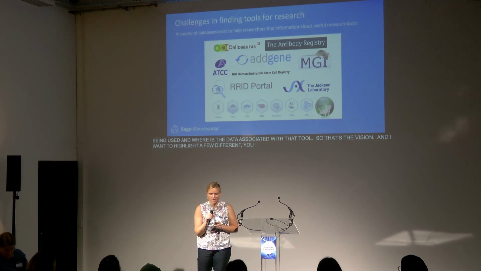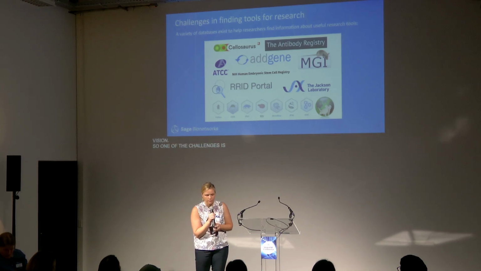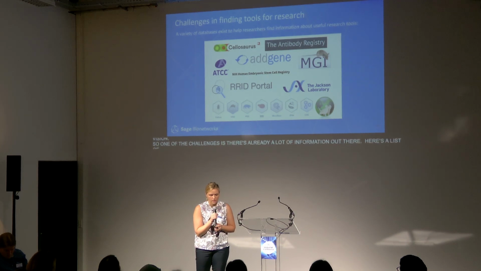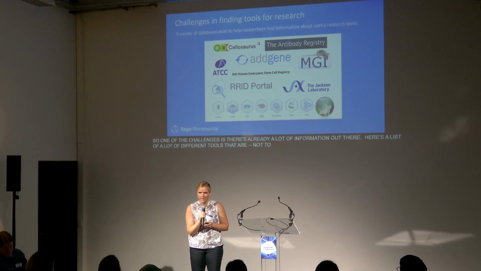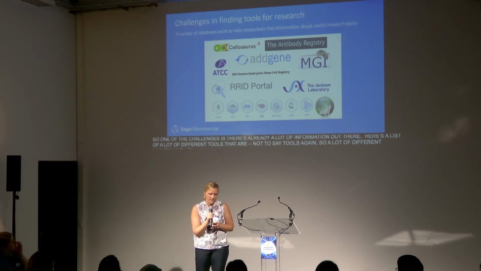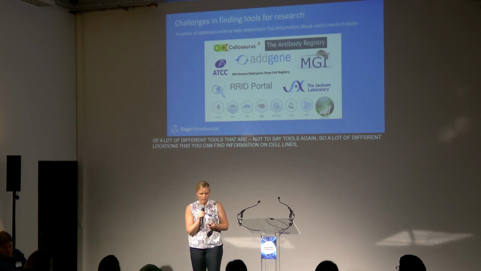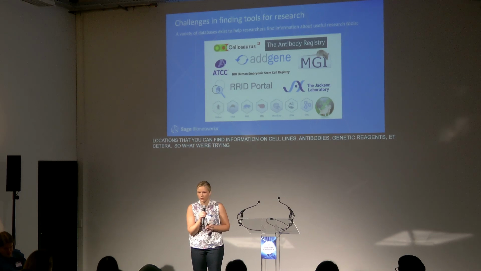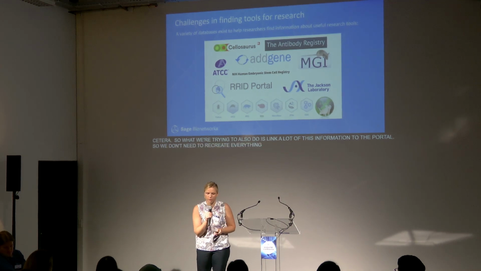So one of the challenges is that there's already a lot of information out there. Here's a list of a lot of different locations that you can find information on cell lines, antibodies, genetic reagents, et cetera. And so what we're trying to also do is link a lot of this information to the portal. So we don't need to recreate everything from scratch, but how do we condense this information and make it easier for everyone to understand and find what they need?